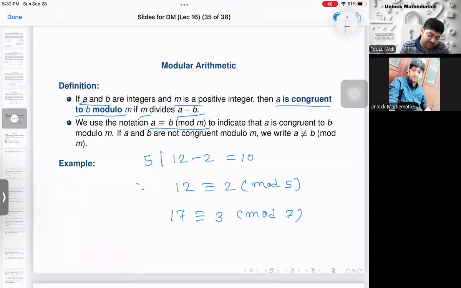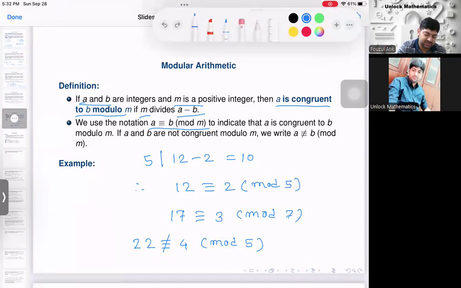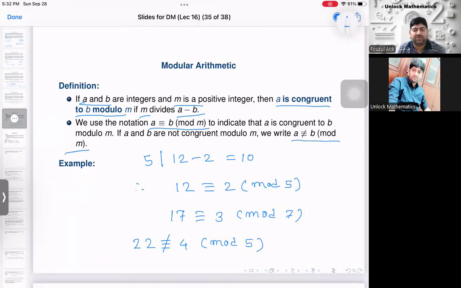Let me give you another example. Maybe 22 is congruent to 4 mod 5. Is it true? 22 minus 4 is 18. Is it divisible by 5? No, in this case it is not. Therefore, 22 is not congruent to 4 mod 5. Correct? So this is the notation of not congruent. Clear? If A is not congruent to B mod M, then we can write that with the not-congruent notation. This is the notation. Clear?